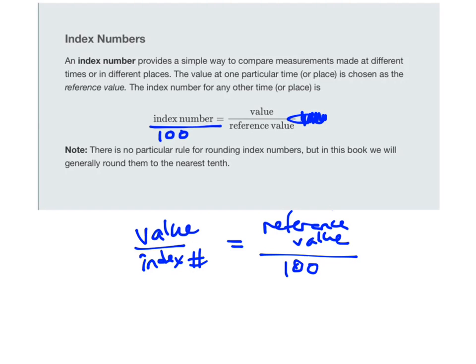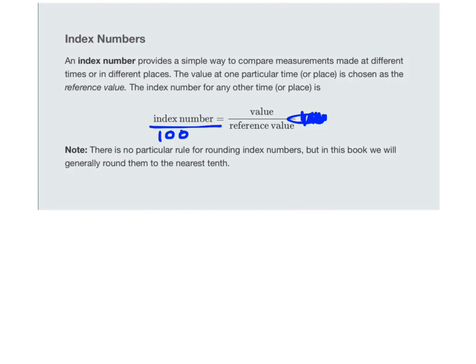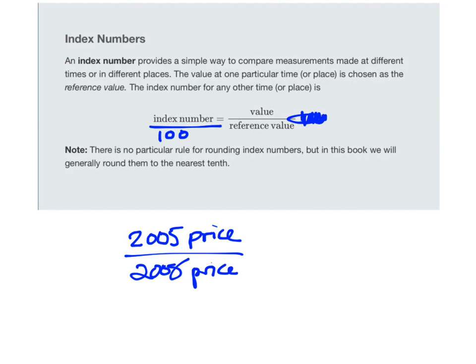And if you're comparing year to year, maybe you're not using the reference value, but this would still work. So you could do a 2005 price compared to a 2008 price, and then you would just compare the 2005 index number to the 2008 index number. So those are some things that you can do with this.